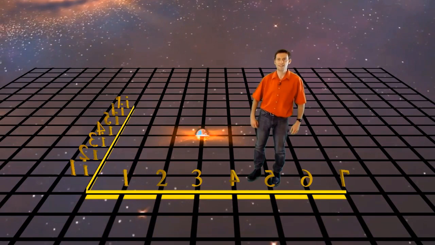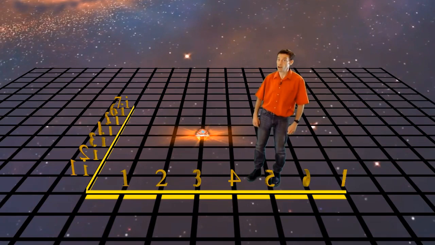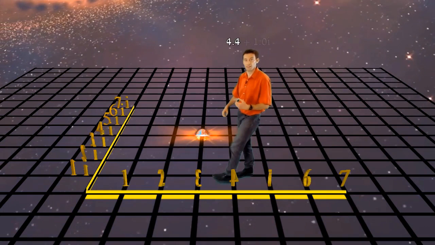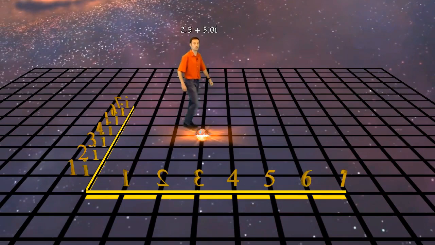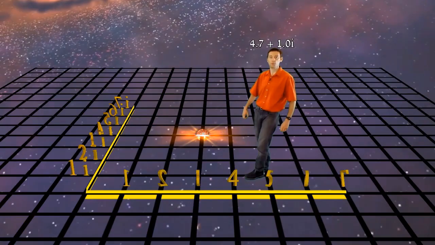The axes must be perpendicular, as only perpendicular lines are truly independent of each other. That is to say, the real number can occupy any value on the x-axis, and the imaginary number can occupy any value along the y-axis. I'm now walking around in a two-dimensional world, where any location in that world can be described by a complex number. We call this world the complex plane.